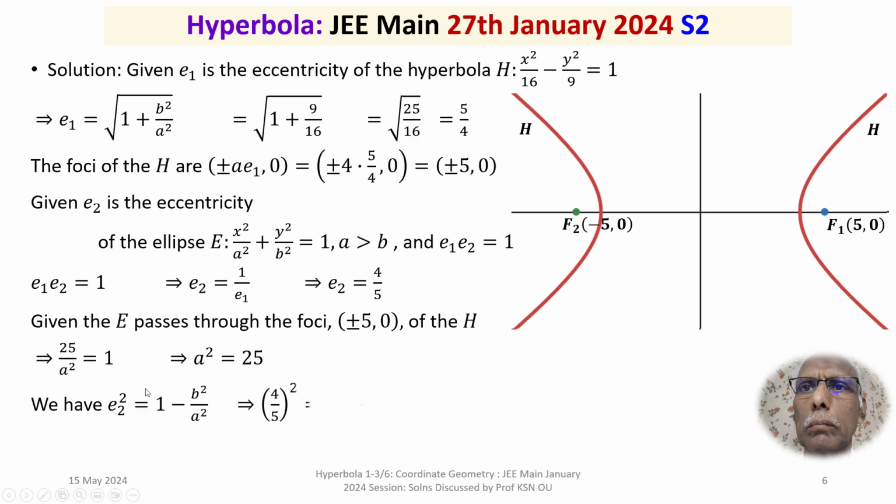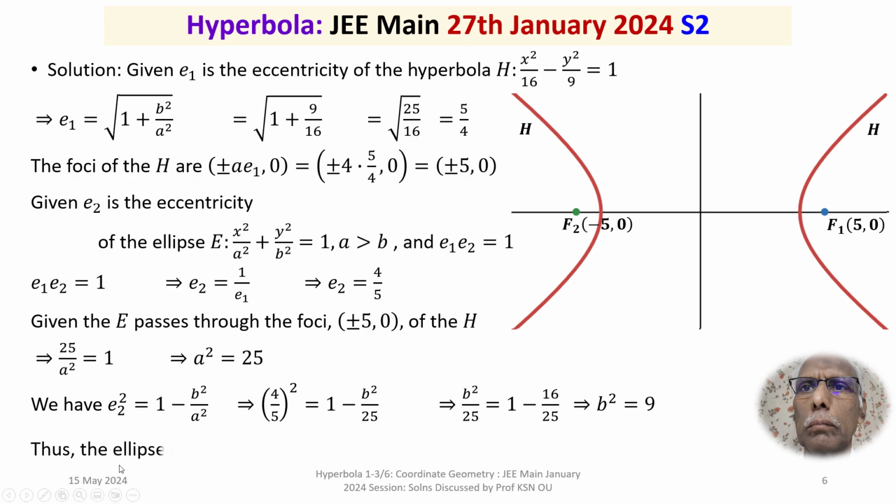We have E2 square, that is the square of the eccentricity of the ellipse, is equal to 1 minus b square by a square. And E2 is 4 by 5. So 4 by 5 square is equal to 1 minus b square by a square, that is 25. We do not know b, that is why we have kept it like that. So solving for b square, we will get b square is equal to 9. Thus we got the knowledge of the ellipse completely now.